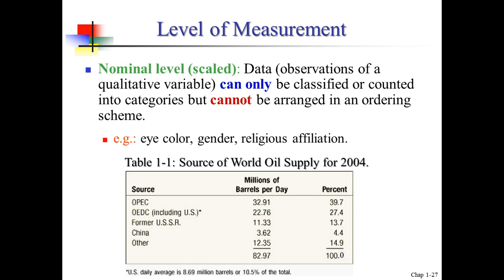This is Table 1.1, the source of world oil supply for 2004. This is the oil supply to the world: OPEC, OECD, former Soviet Union, China, and other. This is the quantity of barrels of oil supplied per day, and this is the percentage. When you look at the amount of barrels, it seems to be ordered: the first highest 32, 22, 11, 3, but this one is not ordered, because 3 should be below the 12. 12 should be between 22 and 11, but they do not focus on the order of these numbers.